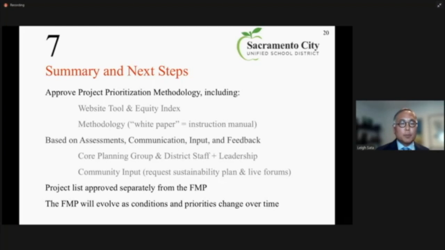Another point to emphasize is the project list will be approved separately from the facilities master plan. And just a friendly reminder that the facilities master plan will evolve over time as conditions and priorities change. Next slide.